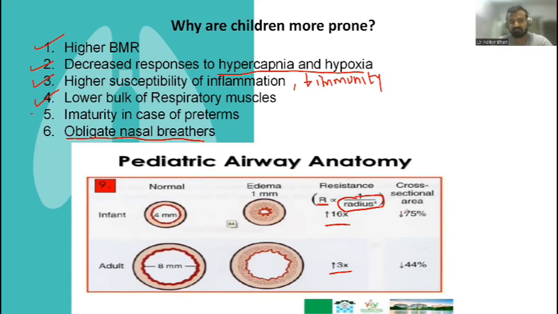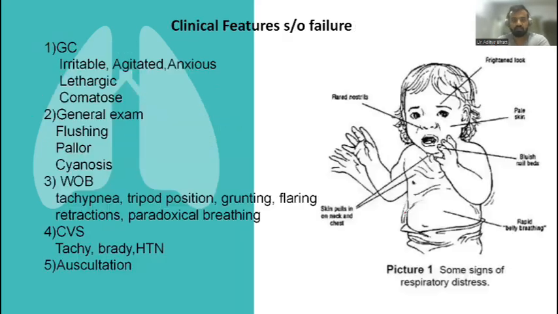That is why asthma may cause sudden onset bronchospasm or an anaphylactic reaction. If that happens, there is sudden collapse in the pediatric population.